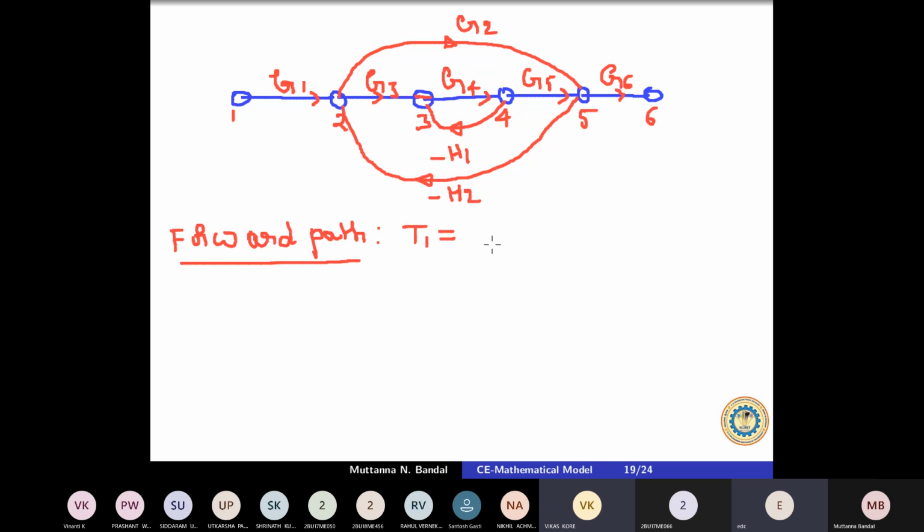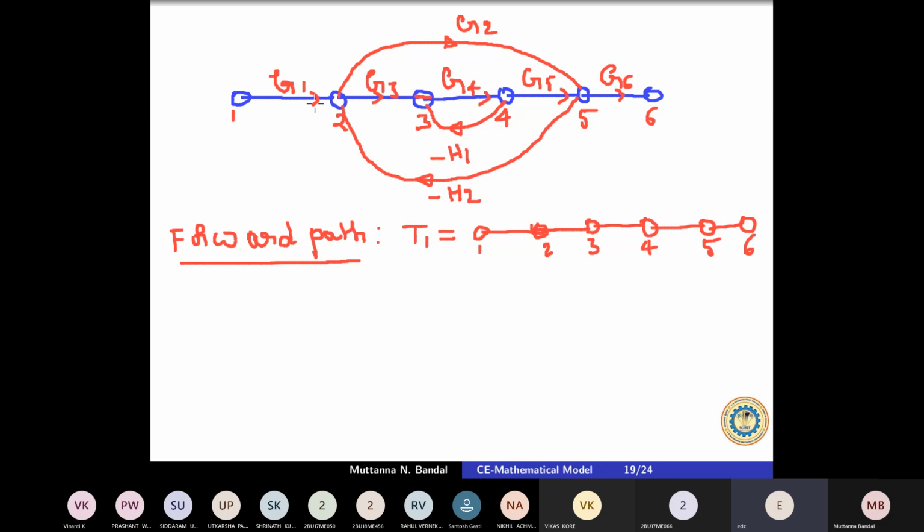Okay. So in the sense, let me write it. I want other students also to engage in the class. I want a reciprocation. So I'll write 1, 2, 3, 4, 5, 6. This is one forward path.